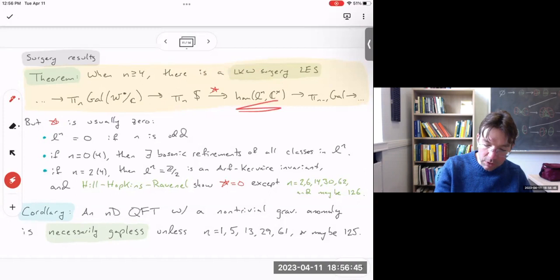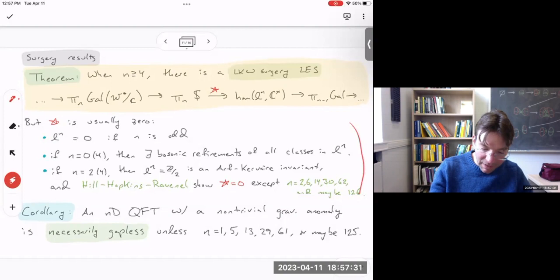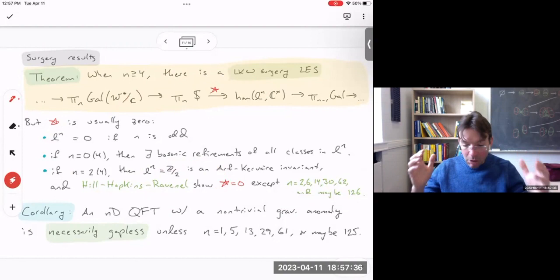Arf-Kervaire invariant. The stable homotopy groups of the sphere are the same as framed manifolds, and this map, when n is 2 mod 4, measures the Kervaire invariant of the manifold. Now, it's a 200-page theorem of Hill, Hopkins, and Ravenel that the Kervaire invariant of a framed manifold always vanishes, except in 5 or 6 specific dimensions. It can be non-zero for non-framed manifolds. So the upshot is that using the calculation of Hill, Hopkins, and Ravenel, this connecting map is almost always zero.